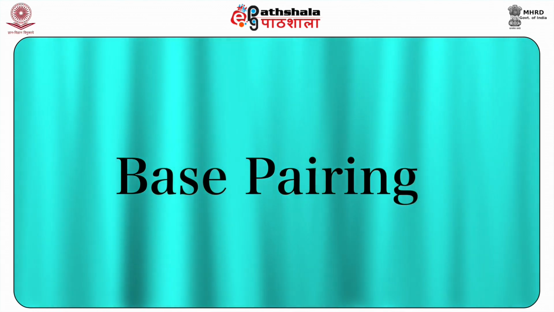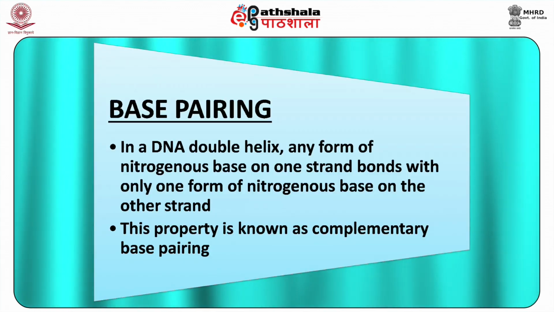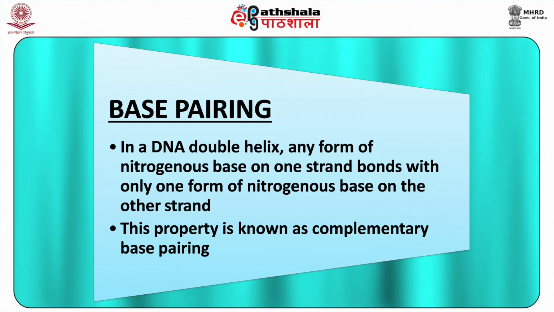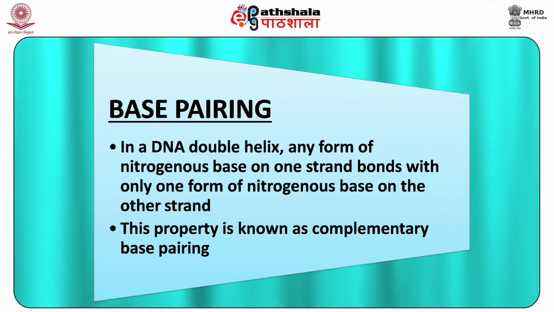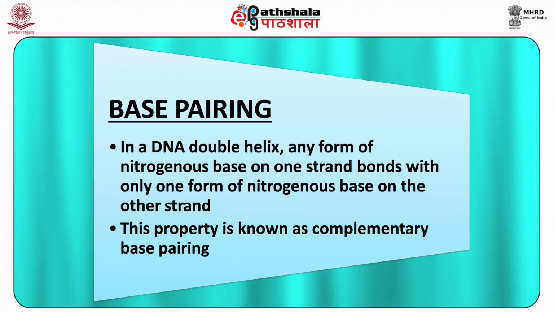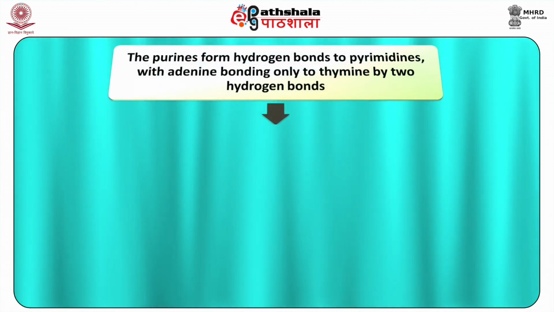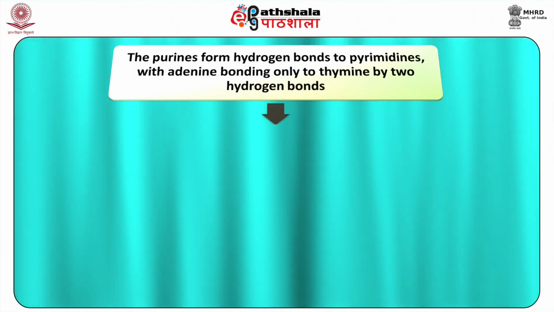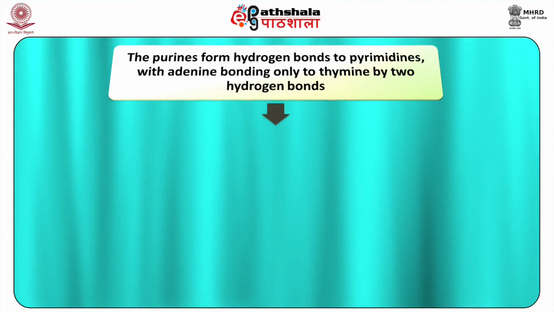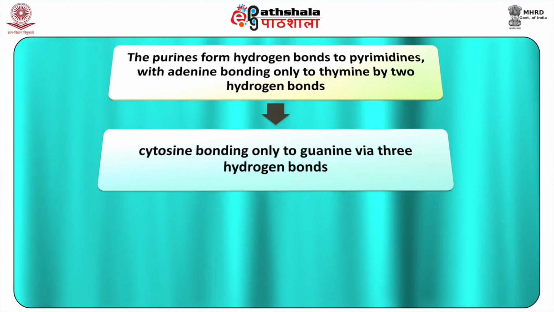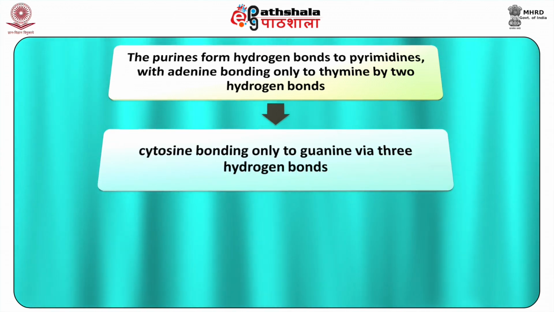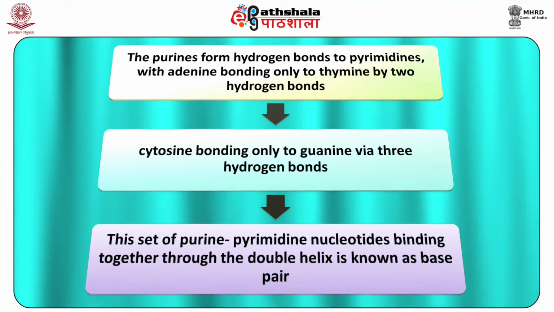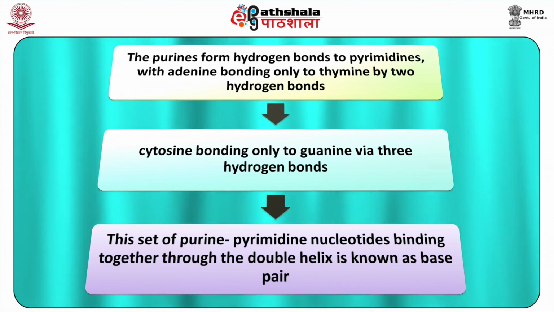Base pairing. In a DNA double helix, any form of nitrogenous base on one strand bonds with only one form of nitrogenous base on the other strand. This property is known as complementary base pairing. The purines form hydrogen bonds to pyrimidines, with adenine bonding only to thymine by 2 hydrogen bonds and cytosine bonding only to guanine via 3 hydrogen bonds. This set of purine-pyrimidine nucleotides binding together through the double helix is known as a base pair.